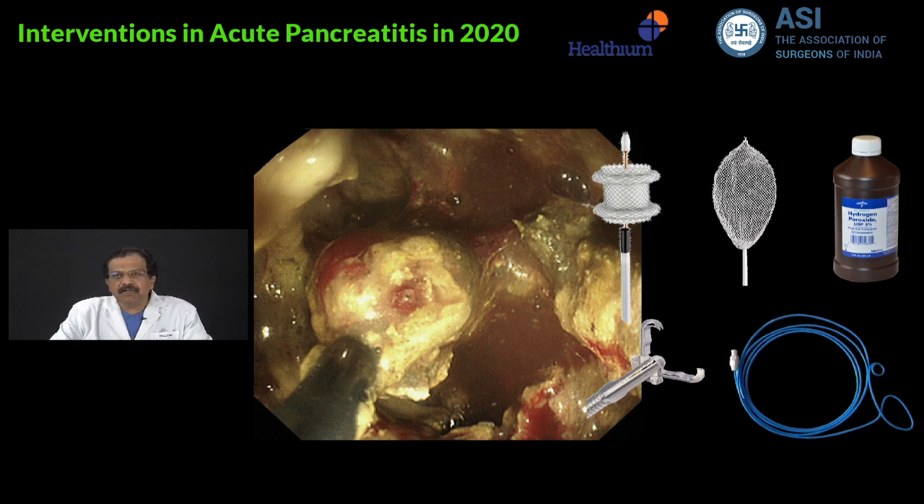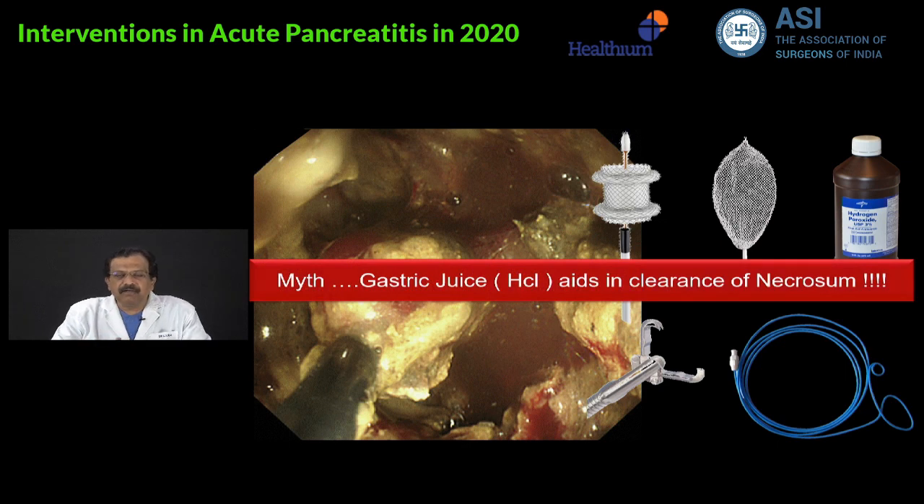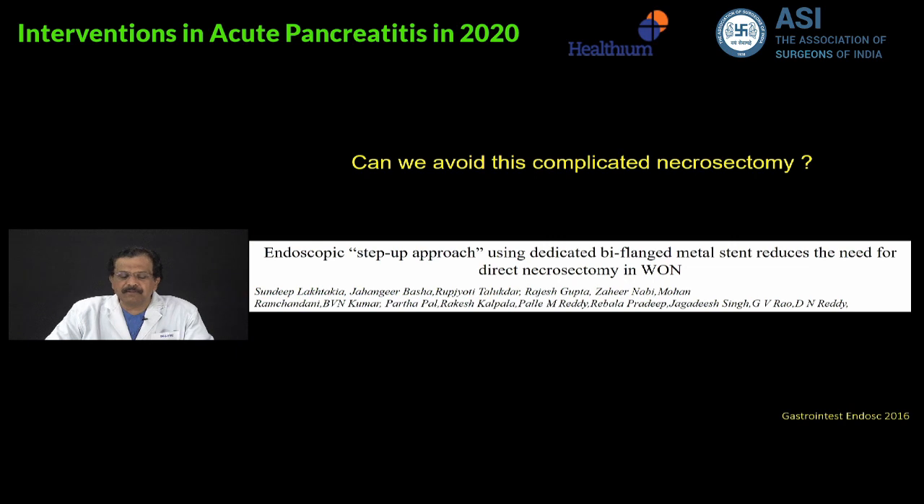But there are a lot of limitations on the endoscopy side, especially there is a myth. People believe that whenever we do this gastric dilatation, the gastric juice goes into the retroperitoneum and aids in the clearance of necrosum. And various agents are used, hydrogen peroxide, putting in a nasocystic drain to clear this debris, but there is a limit to the amount of necrosectomy that can be done endoscopically.